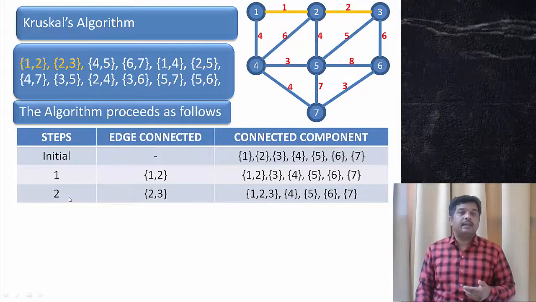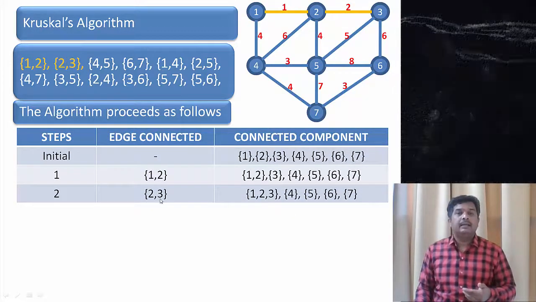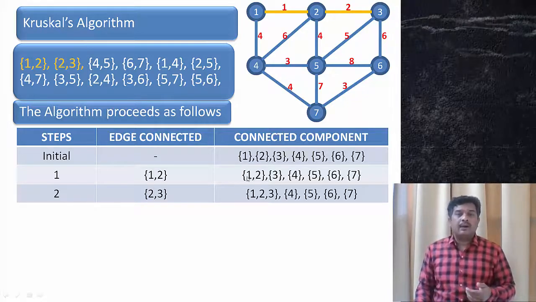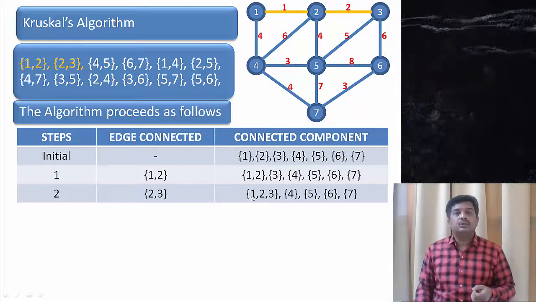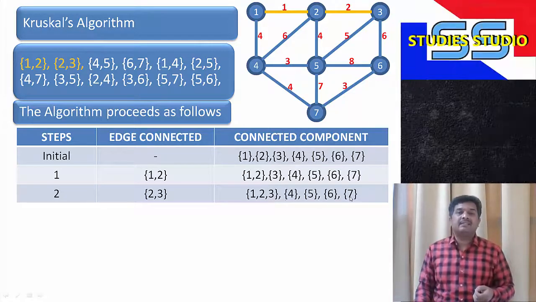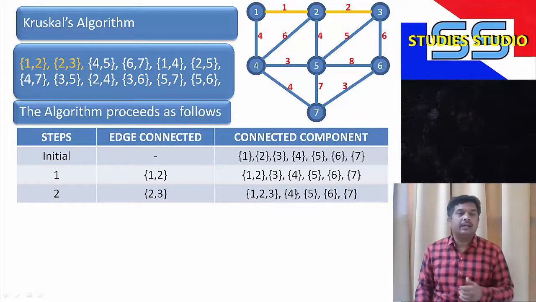In the next step, the next smallest value we are going to take. So the next smallest value is 2, 3. So 2, 3 value is 2. So to the 1, 2 component 3 is added. So we get the component 1, 2, 3. And 4, 5, 6, 7 are all other different components.